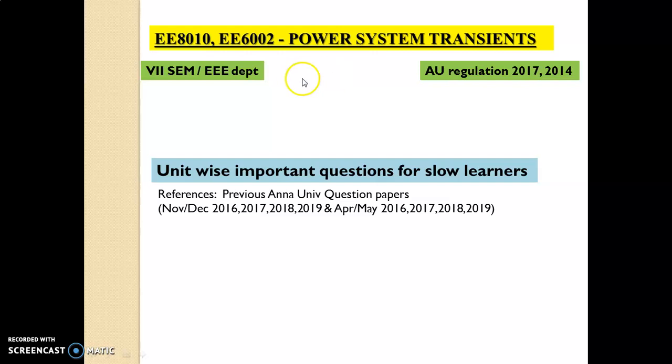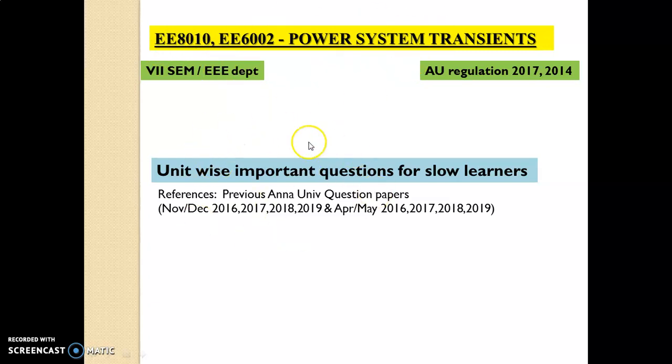Power System Transients is an elective subject given for 7th semester EE students, and the same syllabus is given in Anna University Regulation 2014 and 2017. In 2014 it is EE6002, in 2017 EE8010, both having a common syllabus.